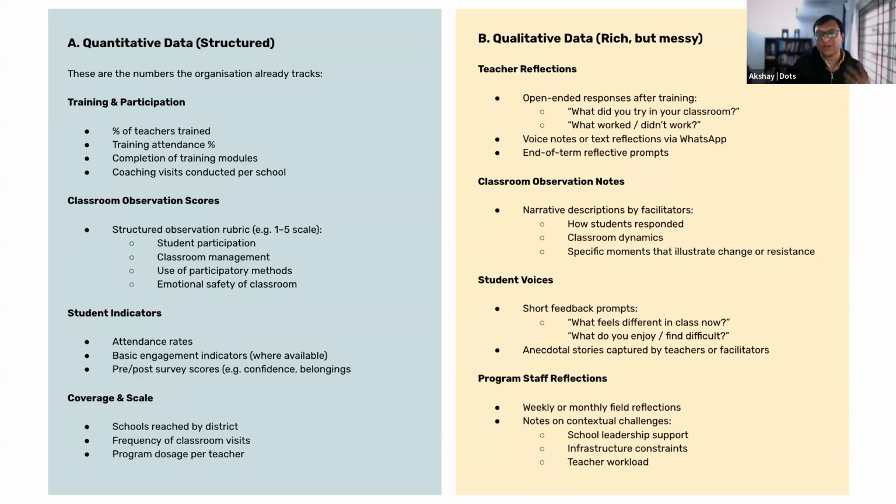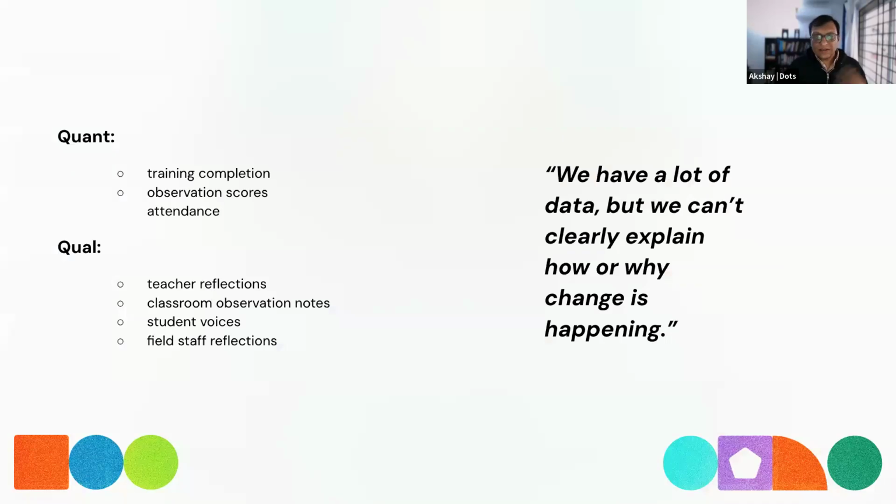Can we hear student voices? What feels different? And that could be either through an interview or short form responses, and really kind of saying, how do you then have teachers reflecting throughout a program, right? Or having conversations with this facilitator before and after. Essentially, what we're saying is that quant could look at things like training completion, observation scores, attendance, whereas qualitative could add a layer using teacher reflections, observation notes, student voices, and field staff reflections.